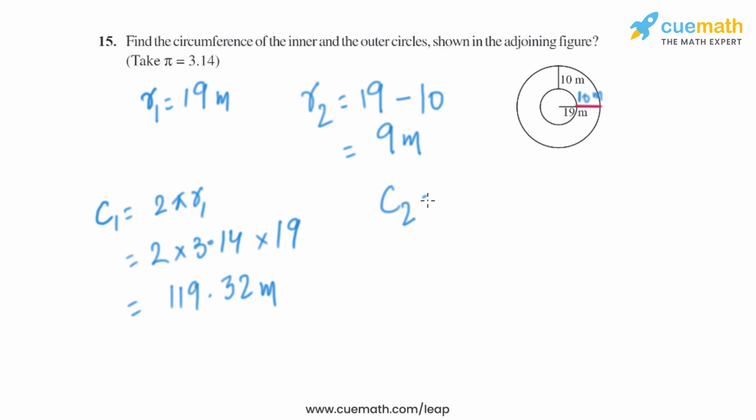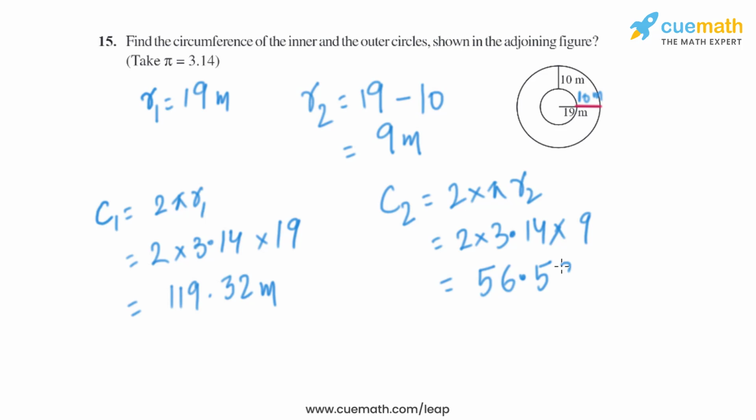Let's find the circumference of the inner circle. That is also 2 pi r2, and we know the value of pi that is given in the question, that is 3.14, and r2 is basically 9 meter. So on solving this, we will get the value of the circumference of the inner circle, that is 56.52 meter.